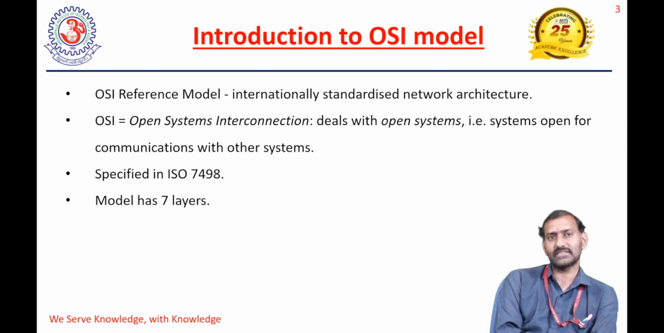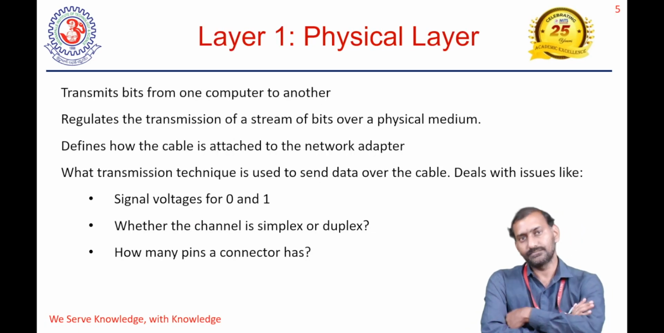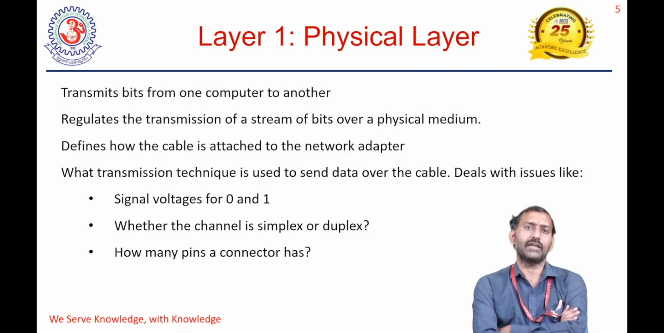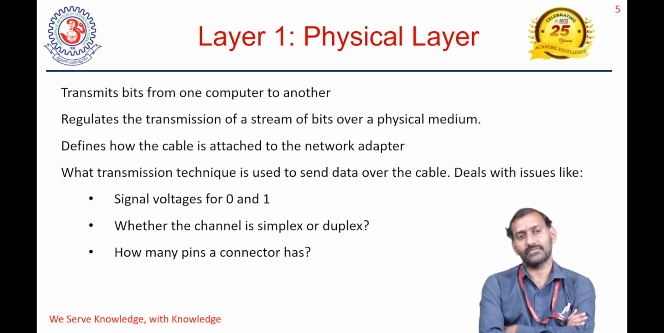The first layer is the physical layer. The primary responsibility of the physical layer is to transfer the bits from one computer to another computer. Another important task of the physical layer is to manage the cables. We have a lot of cables, like UTP cable, twisted pair, coaxial cable, optical fiber, and copper wire. To get things done with cables and medium issues, whether it is simplex or duplex, and what the voltages are, these electromechanical things are taken care of by the physical layer.